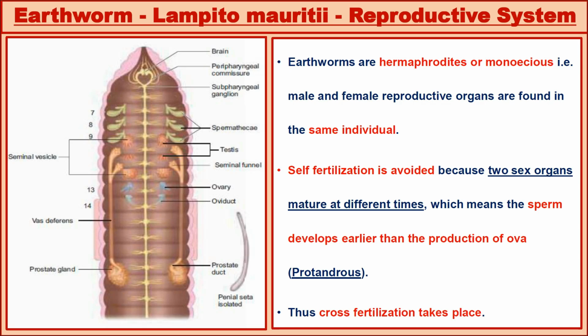Earthworms are hermaphrodite, that means monoecious. Both the male and the female organs are found in the same individual. But self-fertilization is not possible because they are protandrous. That means the sperm develop earlier than the ovum, so the two sex organs mature at different times. Only cross-fertilization can take place.